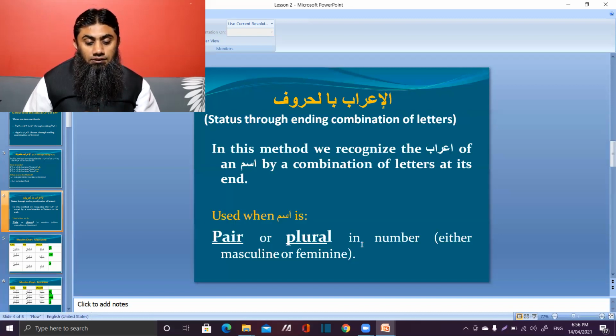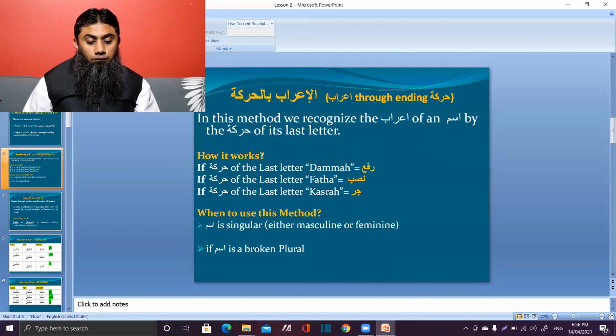I show you again, this is what we learned here, that in case of a singular ism, you use the haraka method, and if the haraka is damma, it is rafa. If the haraka is fatha, it's nasab. If the haraka is kasra, it is jar. And we use this for singular, either masculine or feminine. Inshallah, we'll see feminine in a minute. Now, this is clear now?